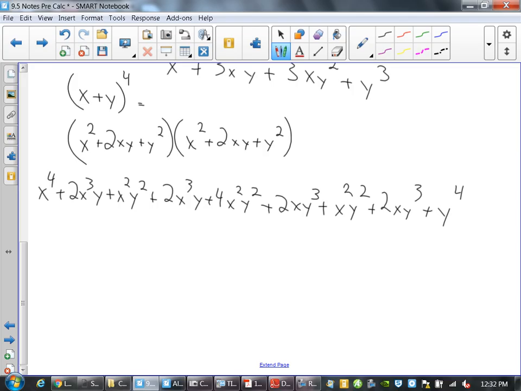Combine your terms. We know we have an x to the fourth. x cubed, so I have 4x cubed. x squared, we have 1 here, 4 here. 2xy cubed. Oh, did I skip? I skipped an xy squared. Sorry, so this should be 6.